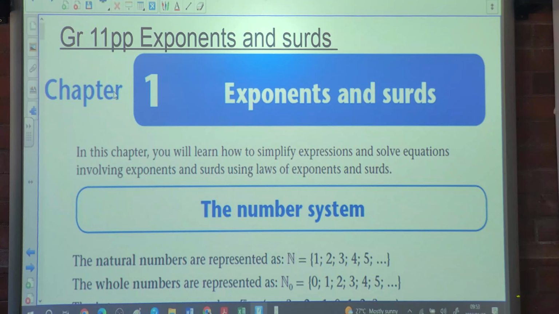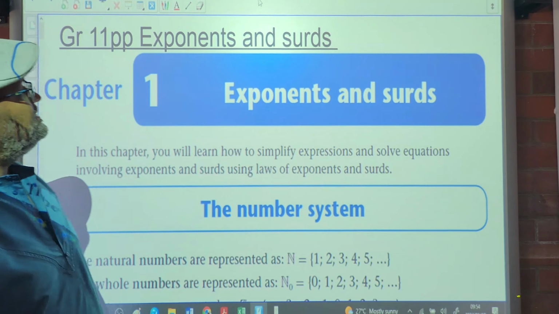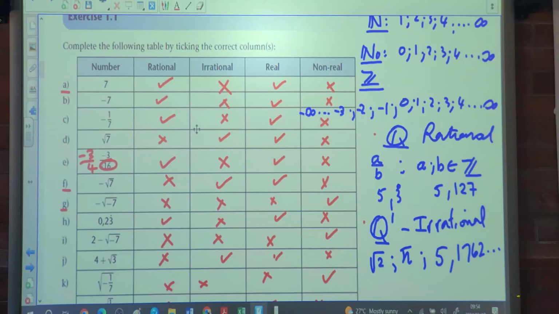Okay, good morning class. So at this point we're looking at exponents and surds. We just sorted out that homework now.